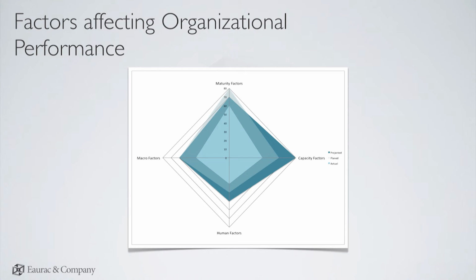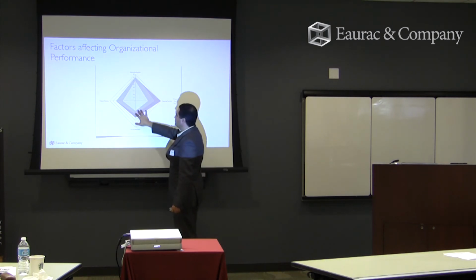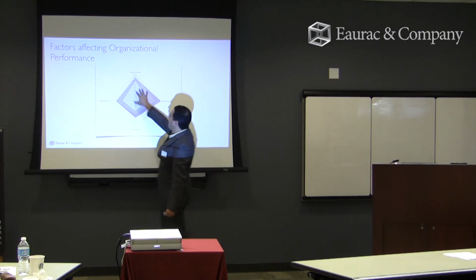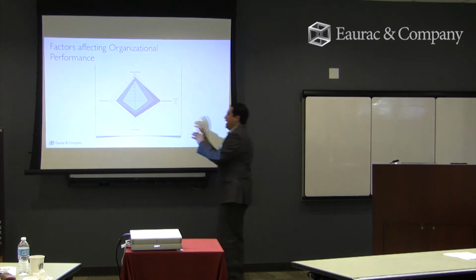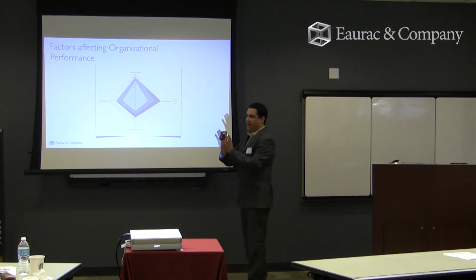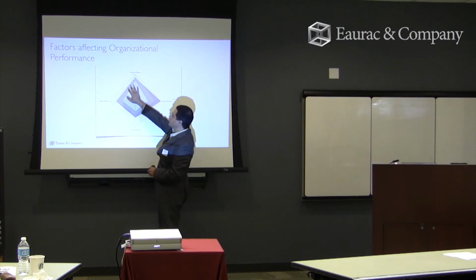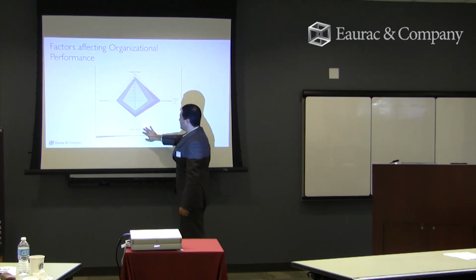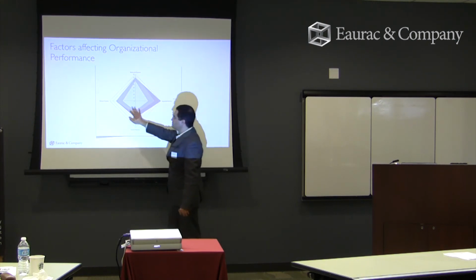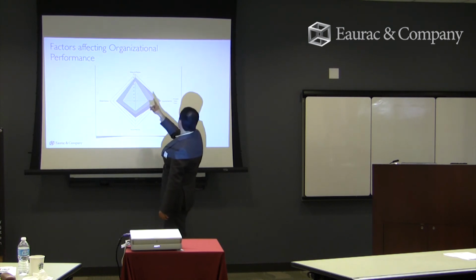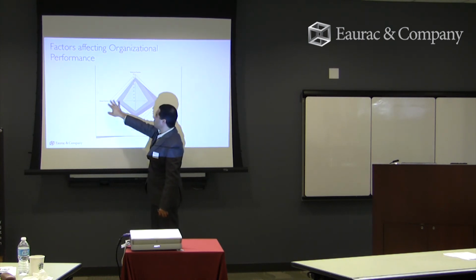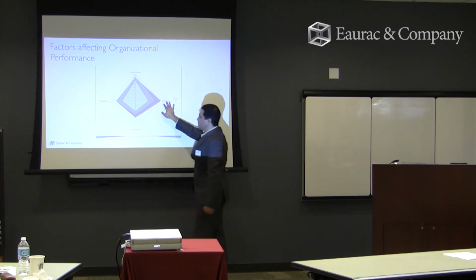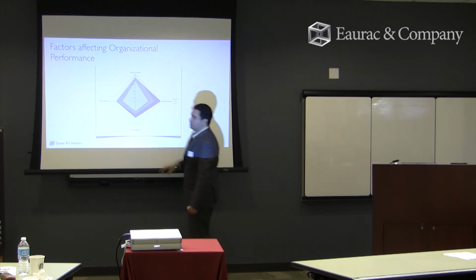And similar to the dimensions, we put together a diamond chart, and it shows how your organization leans toward which factor, which factor you're strongest in. For example, in this example, we are a very mature organization, and we are not doing as well in human. Capacity, they're good, and financial maturity and macro factors, we are okay. Capacity, we are very good. Human, we're not doing good, and maturity, we are very, very good.